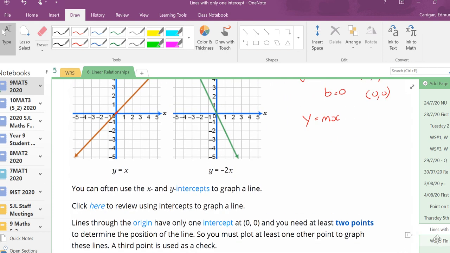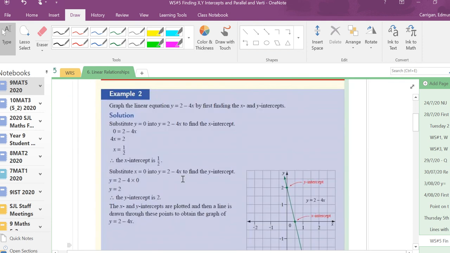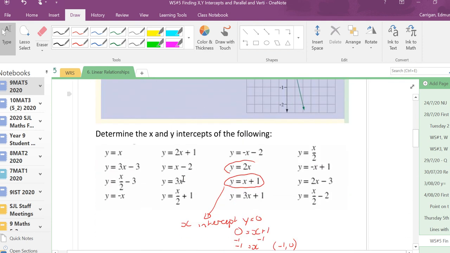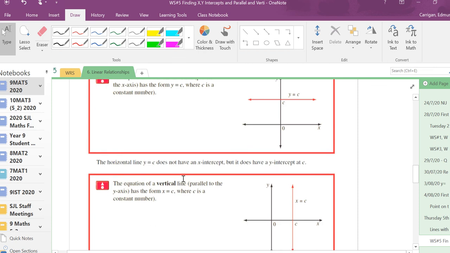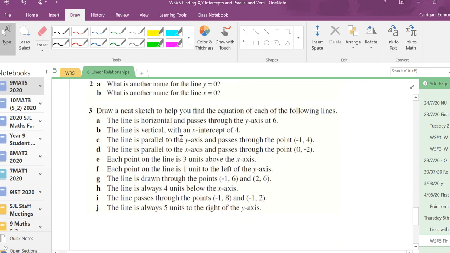Okay, so again, in our worksheet, the first thing you're going to have a look at is doing these problems in finding the x and y intercept. And then when you finish those, have a look and see whether you can do these problems here.